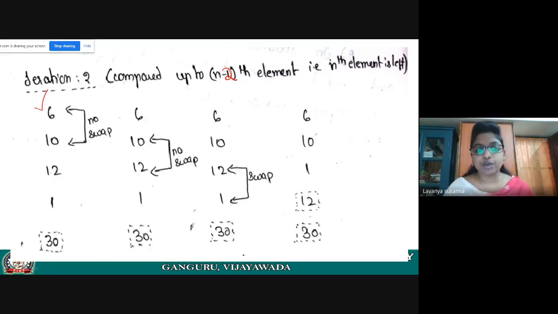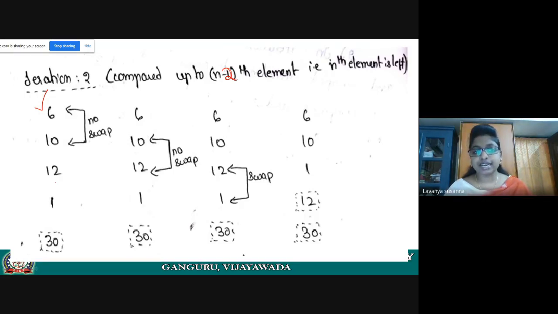6, 10, 12, 1, 30. Don't consider 30. Don't compare 30. You need to compare up to one element only. I request all the students to note down. Those who didn't understand, please see the PPT. Those who have understood, don't see the PPT. Do it yourself. If there are any doubts, see the PPT.